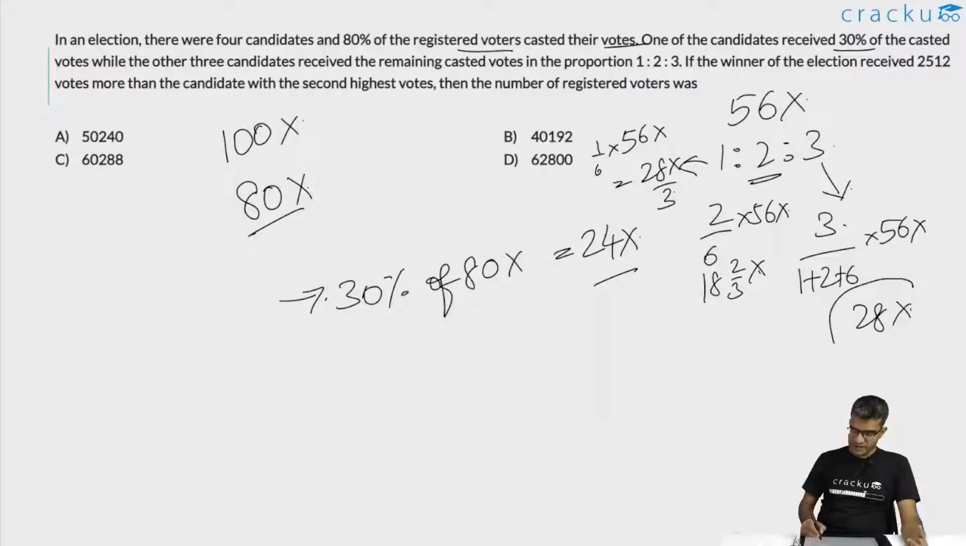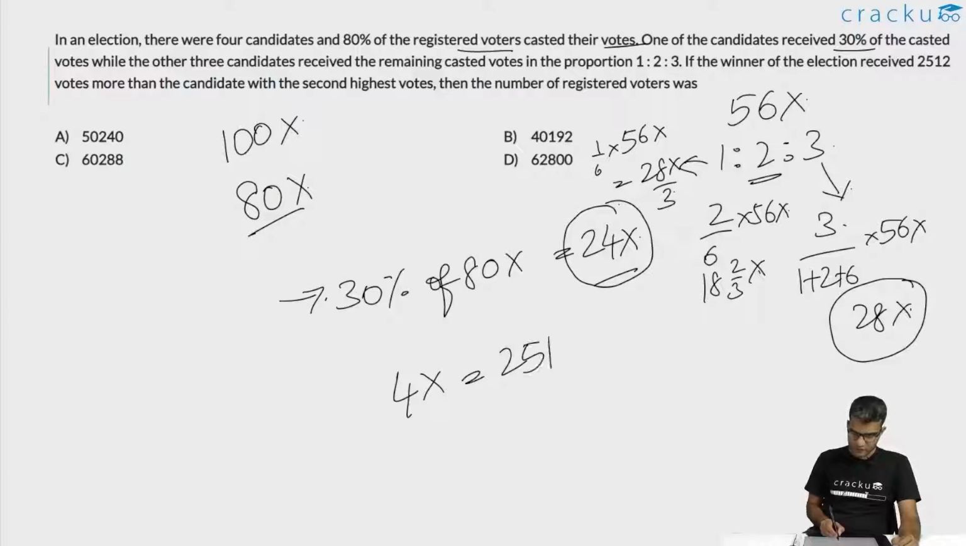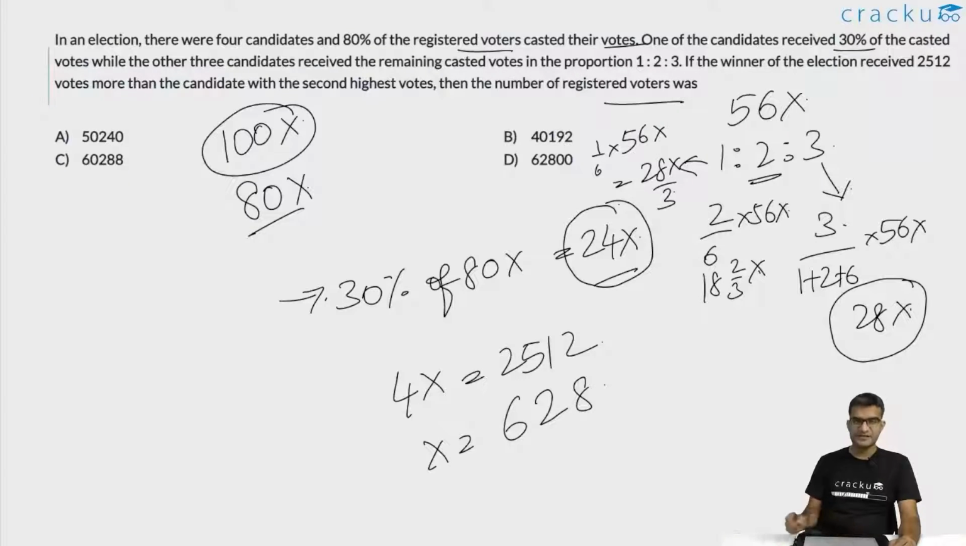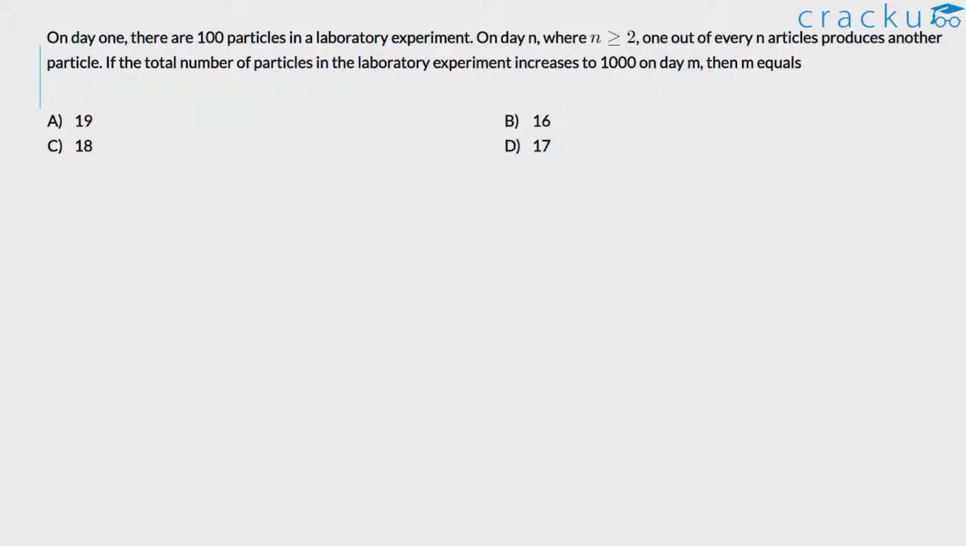So the candidate who won the election by getting the maximum number of votes got 28x, and the candidate who came second got 24x. The difference between both of them is 4x. This we are told is equal to 2512, or the value of x is 628. Therefore, the total number of registered voters, which is 100x, will be equal to 628 into 100, which is 62,800, which is option D.